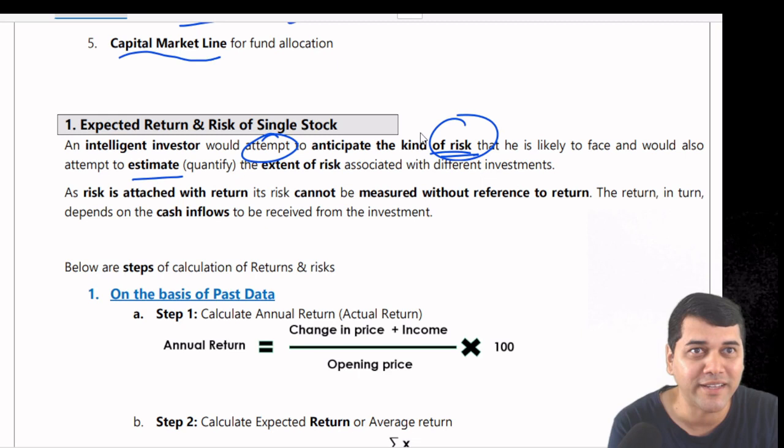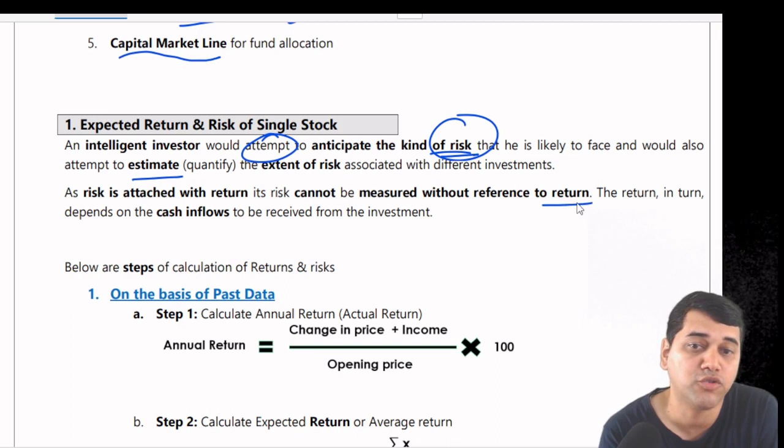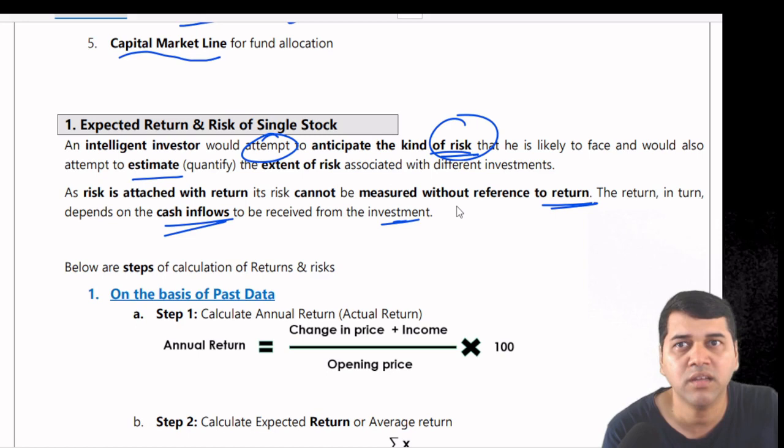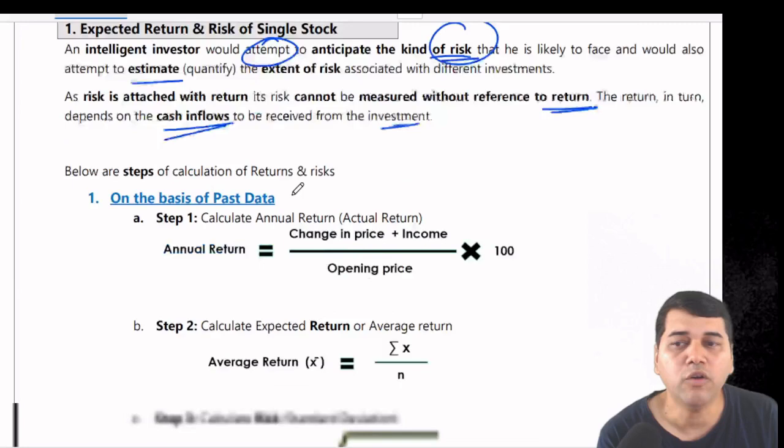Now, risk is attached to the return. Risk cannot be measured without reference to a return. That means return is always important for me to measure the risk. The return in turn depends upon the cash inflows to be received from the investment, because cash is nothing but the market price. We discussed that valuation happens based on the cash flow. So how do we calculate the returns and risk?